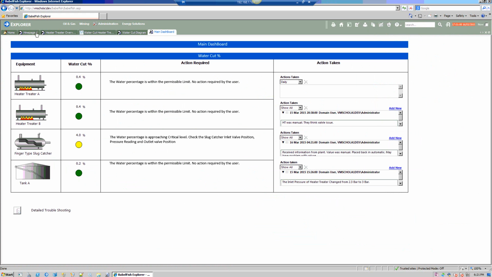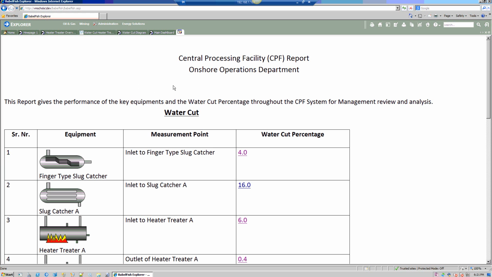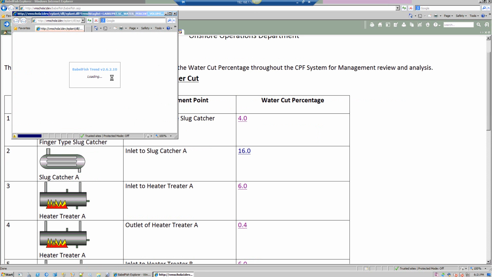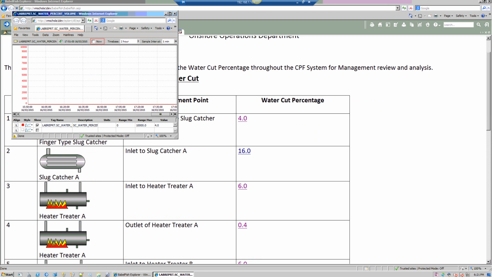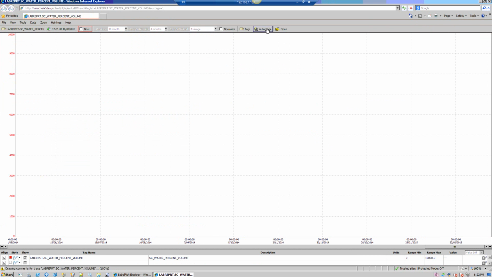And next thing I would like to show you is the report. You can build the report here in P2 Explorer, and this data is all live data coming from the DCS. I can also see the trend of this data if I click on it. So it will show me the current trend of this data, and I can change the time intervals so I can see the trend of this data. So this is the trend of the data over a period of time.